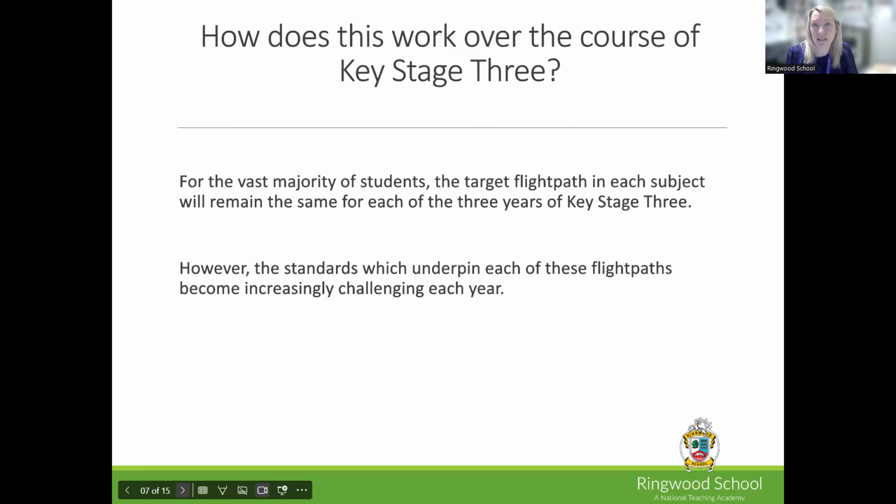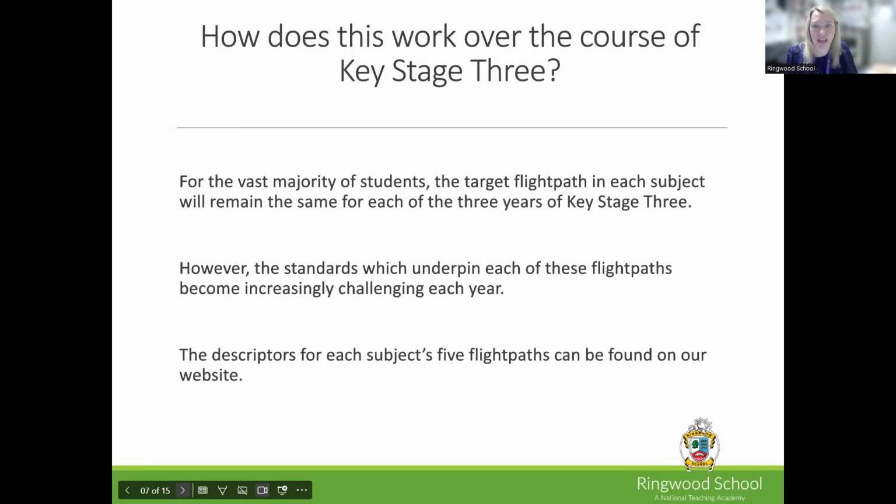So the standard a student needs to achieve a secure flight path in Year 7 is not as difficult as the standard a student in Year 8 needs to achieve to still get the secure flight path, which in turn is not as difficult as the standard that sits underneath the secure flight path in Year 9. So just because the word remains the same, the standard that the child has to actually achieve to get in that flight path gets more and more challenging across the 3 years. The descriptors for every subject's 5 flight paths can be found on our website. So you can have a look and see what makes mastery in French in Year 7, or what makes entry in English in Year 8, etc.